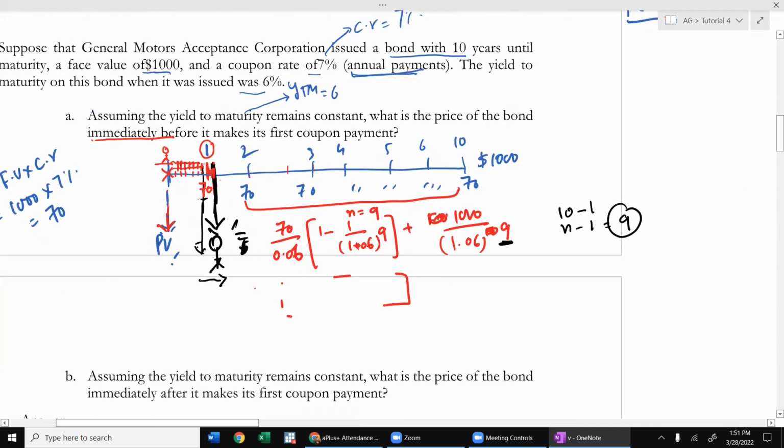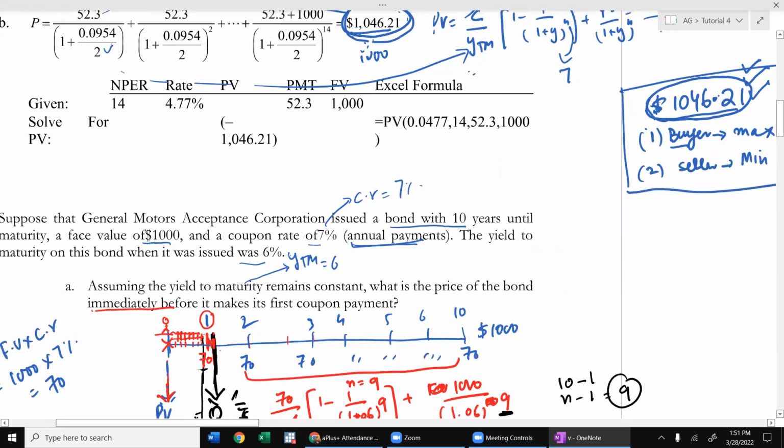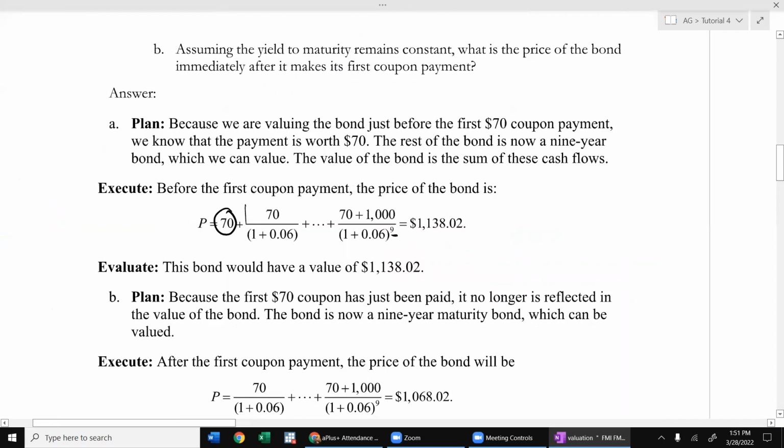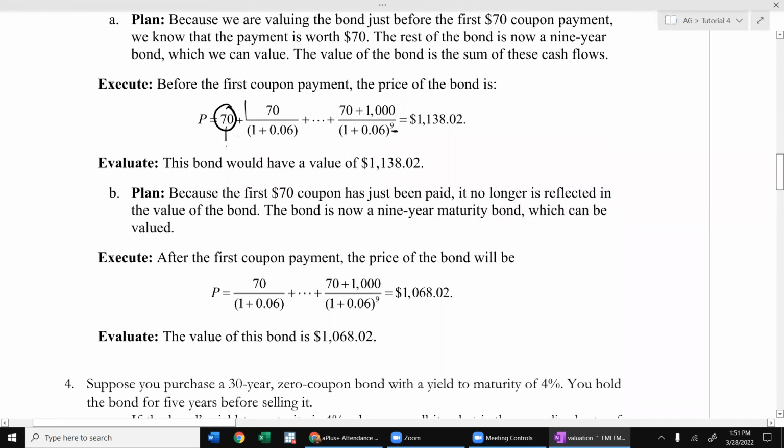So please remember that when the question says immediately before, add the cash flow 70, plus the other formula of present value of annuity. So it will be used for 9 periods. For the immediately after, you see you are not adding 70. You are just using the remaining formula, this one.